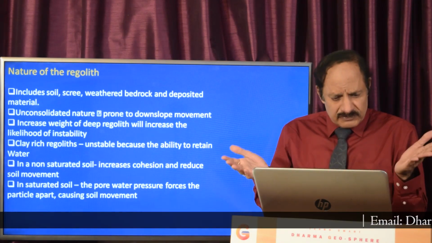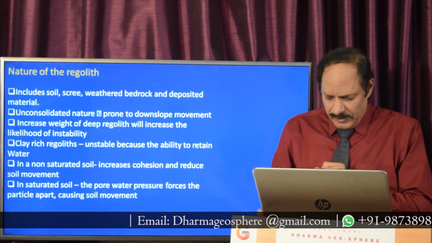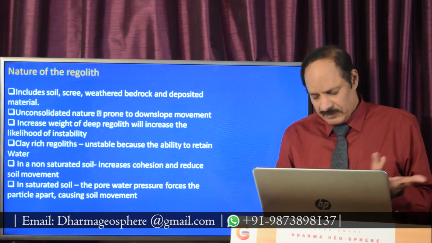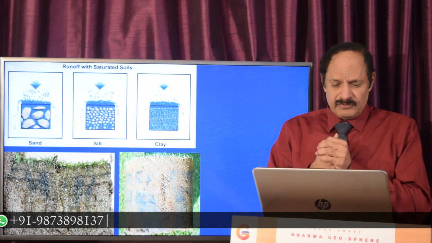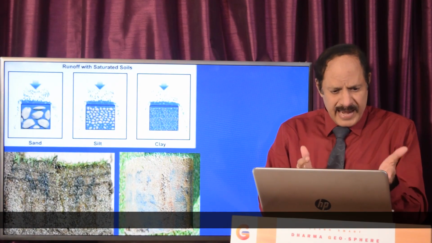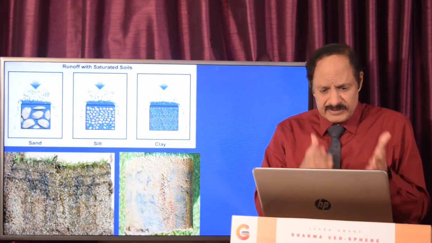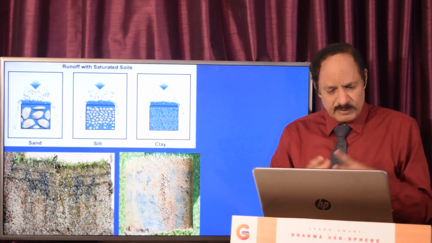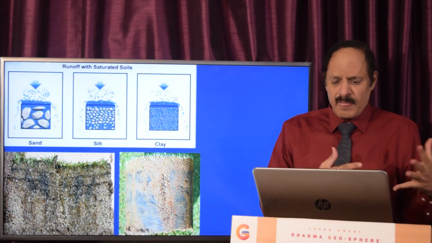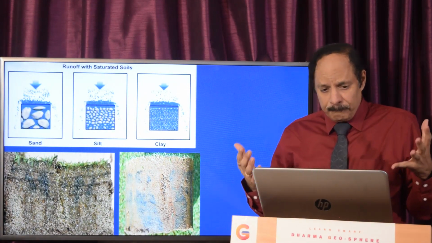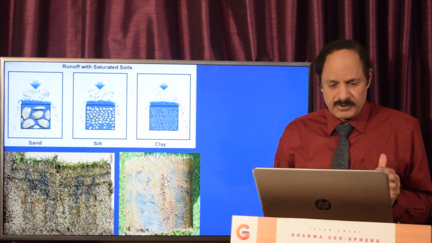And then the nature of the regolith, which includes soil, scree and weathered bedrock. This also impacts the way the rocks erode. You can see the runoff with saturated soils. If it is sand, it is much less. If it is silt, it is much more, and if it is clay, it is much more. And this is what the regolith results in. And the more runoff, the steeper are the slopes.